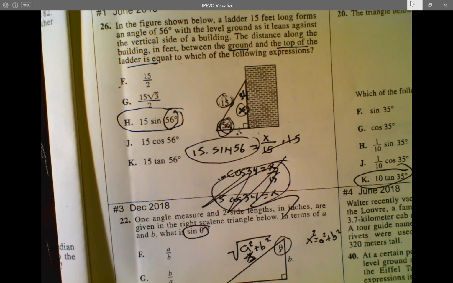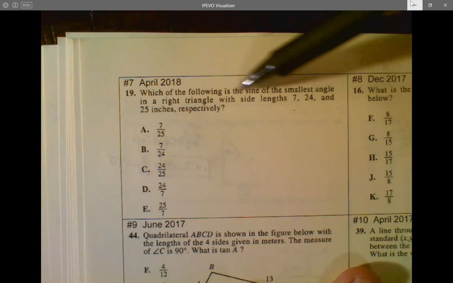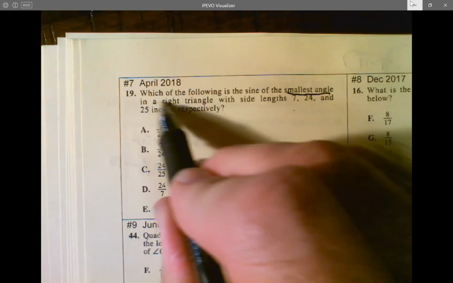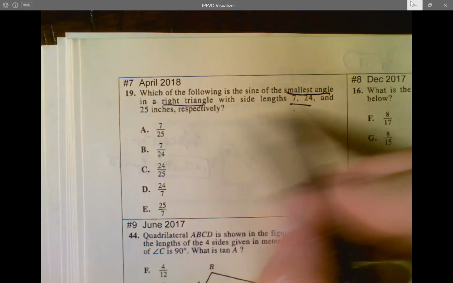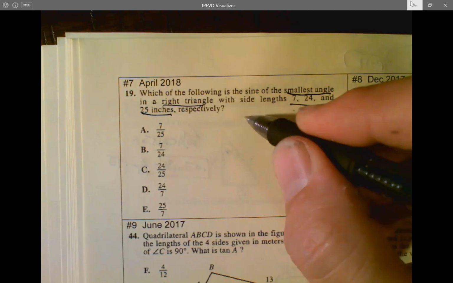Okay. So this next one is combining some geometry. It's number 19. It's a bit of a stinker in those first 20. There's no picture. And it says, which of the following is the sine of the smallest angle in a right triangle with side lengths 7, 24, 25? Well, that's one of our triples. I'm going to draw a right triangle.